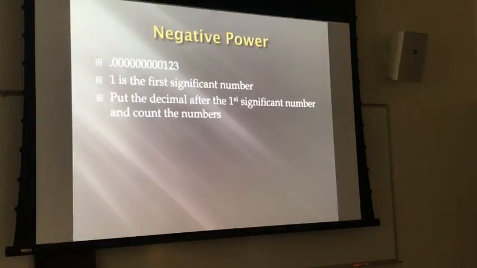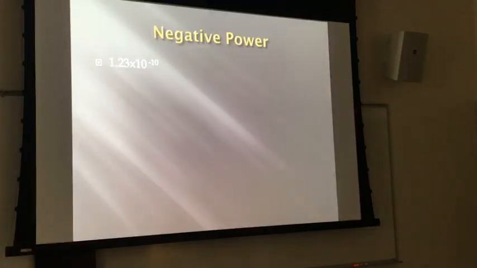Okay, so negative scientific notation goes in the opposite direction. In this case, 1 would be our first significant number, and now we've got to count in the opposite direction. So 1 being our first significant number, what we would have is 1 times 1, 2, 3, 4, 5, 6, 7, 8, 9, 10. So how will we write that out? 10 to the negative 10 power. Very good. 1.23 times 10 to the negative 10th power.